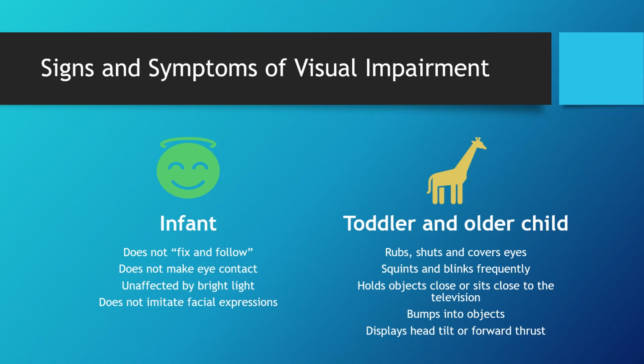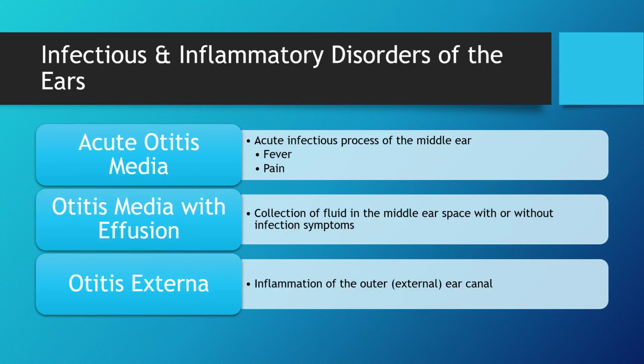For our toddler and older children, if they're rubbing their eyes, shutting or covering their eyes, squinting, blinking frequently, sitting really close to the television, bumping into objects all the time, or displaying a head tilt or forward thrust, those would be signs and symptoms of that toddler or older child for some type of visual impairment. So that concludes all the disorders we're going to talk about in relation to vision.